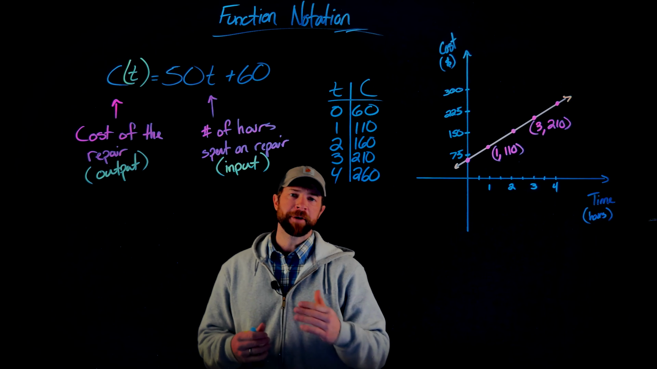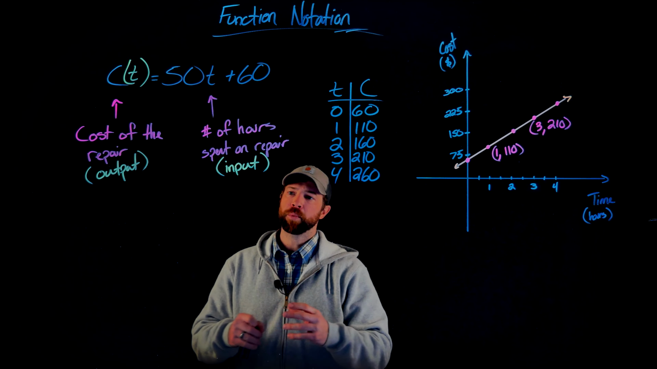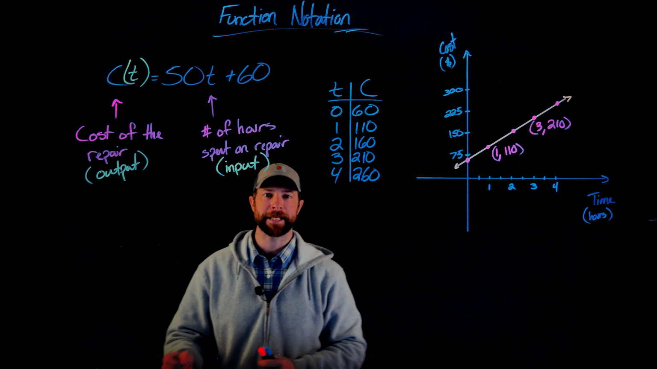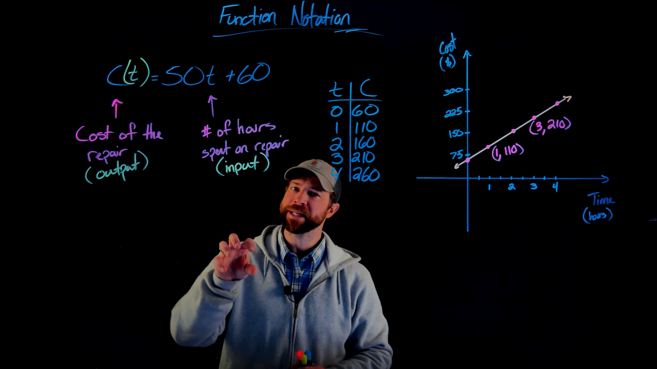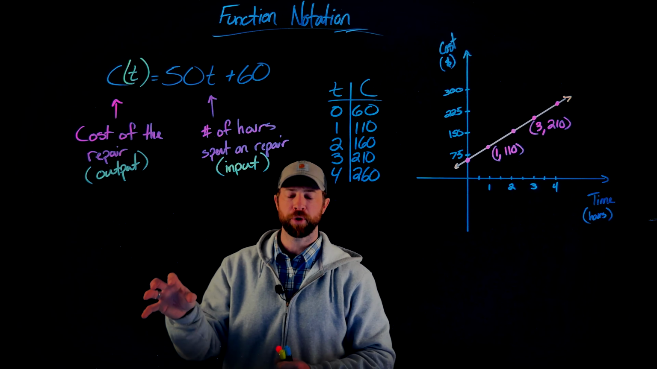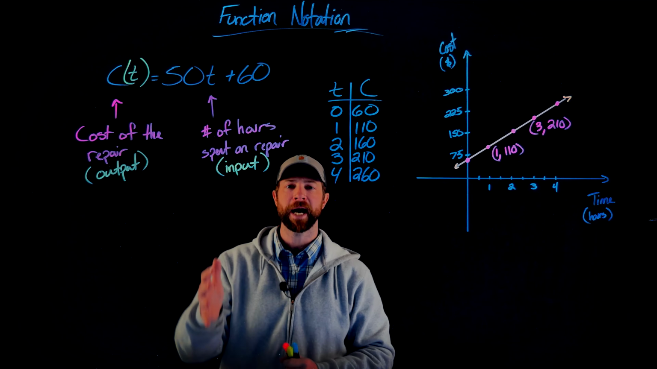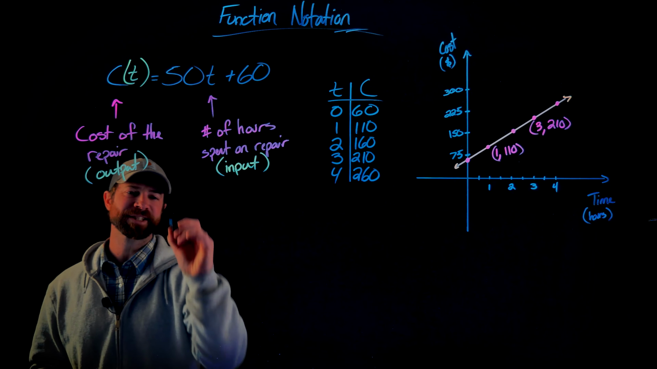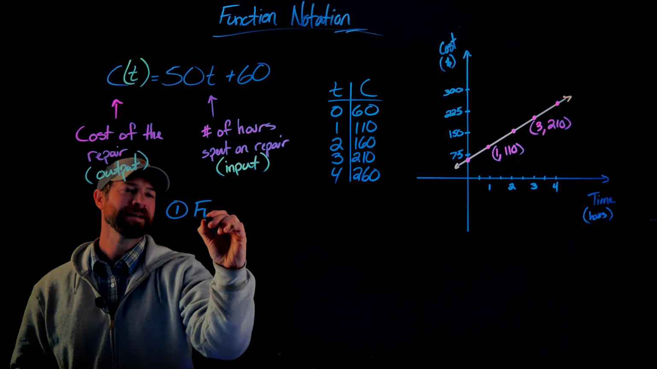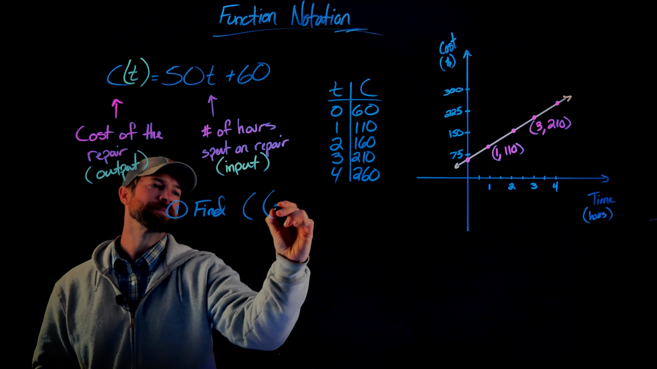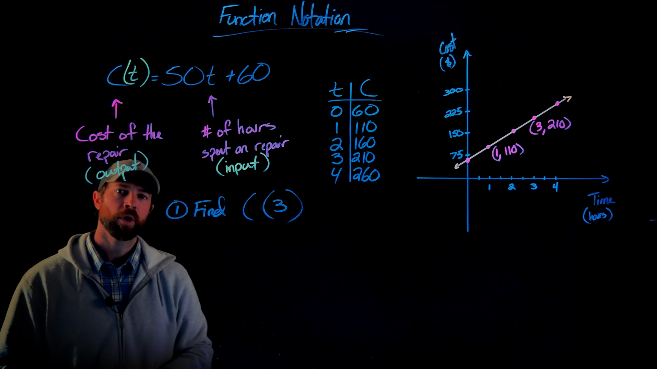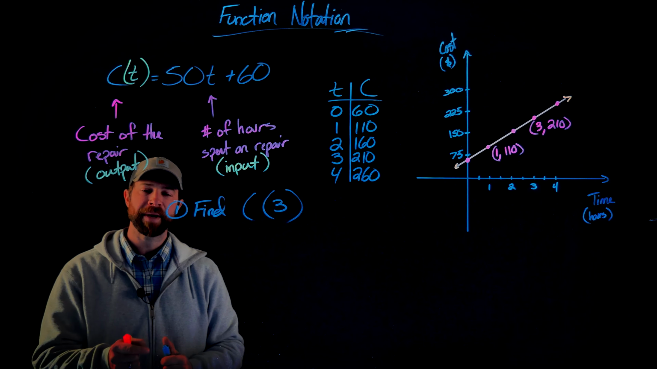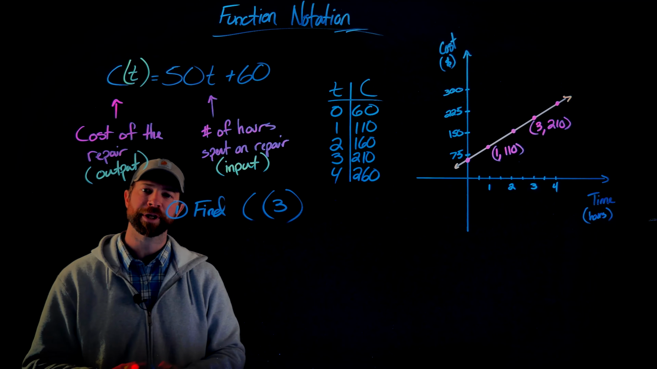Mathematically speaking, functions are mathematical objects that relate two or more variables. In this case, we're relating the variable t with the variable c. We will input information into our mathematical machine and we output information. In this case, we're inputting time for repair and we're outputting cost. With this notation, we can ask questions like this. Find C of 3. What this is asking us to do is to input 3 for the independent variable, or t, and find out what the cost is.